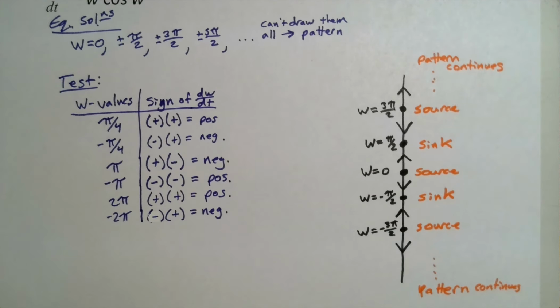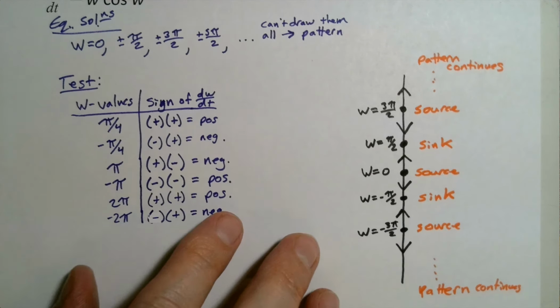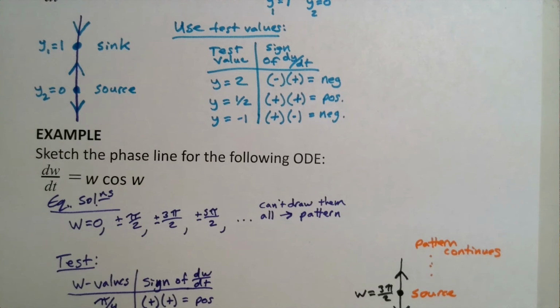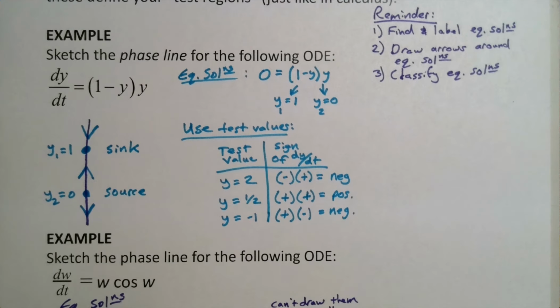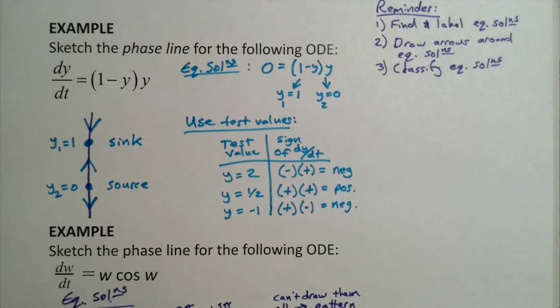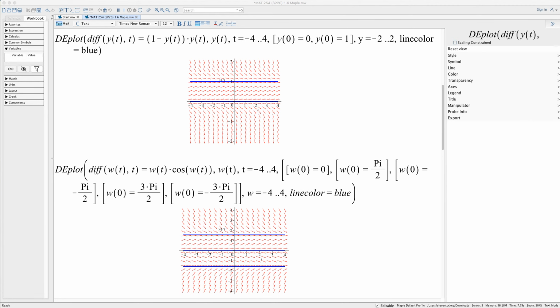taking a look at the slope fields for not only this example, but the example above. So let's take a second. I'm going to pull up Maple, and we're going to see whether or not our phase line looks like what we expect based on the slope field. So here we are in Maple taking a look at the slope fields for the two problems that we just got done making a phase line for.